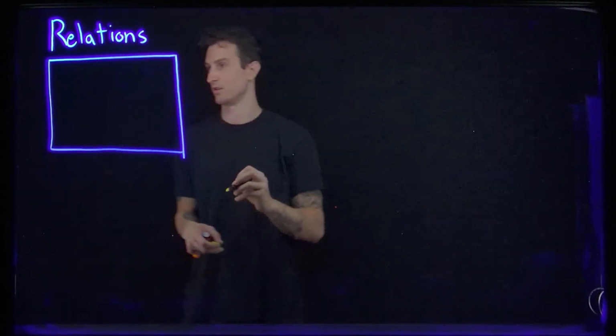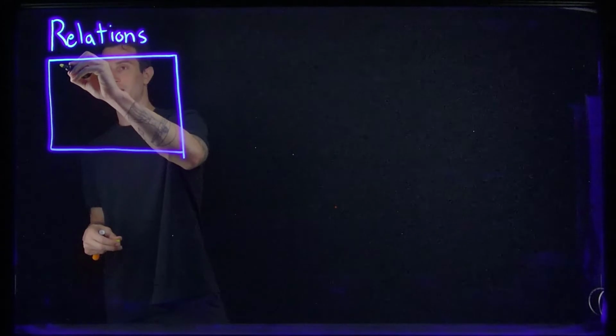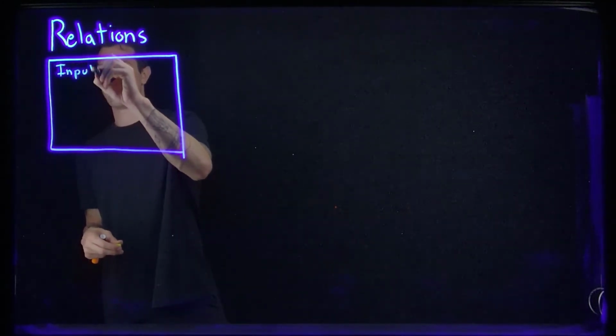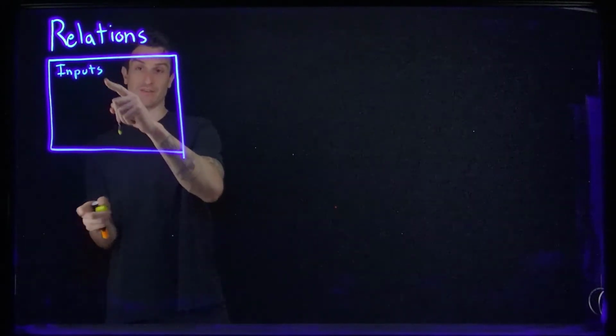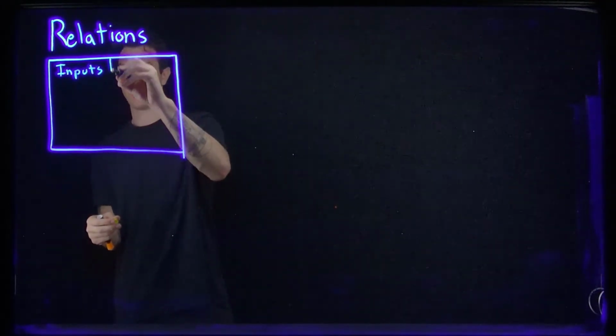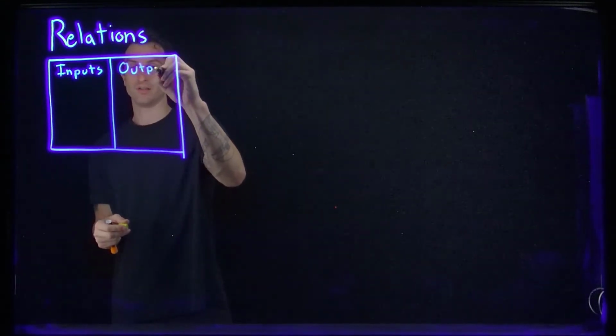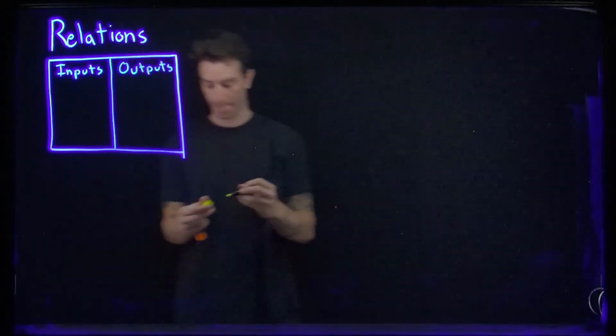Do my best drawing of a square there. And on one side, we have all the inputs. Maybe I'll have to add a little bit of space. On that side, we can think of inputs as the domain, right? And on the other side, we have outputs, which you could think of as the range.